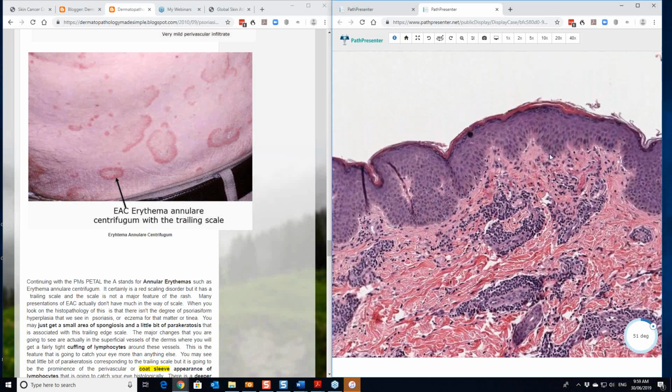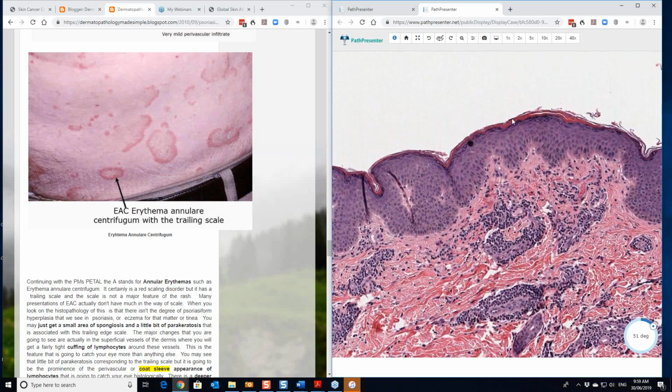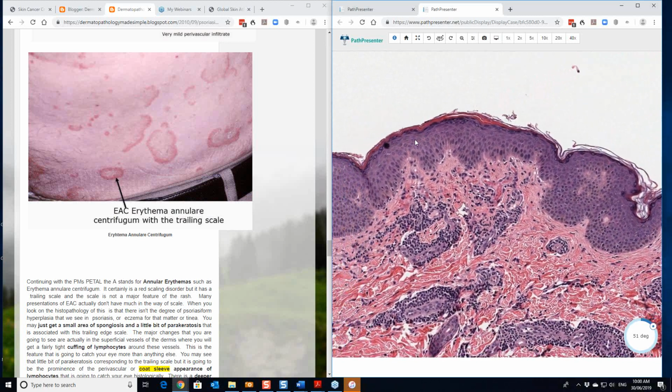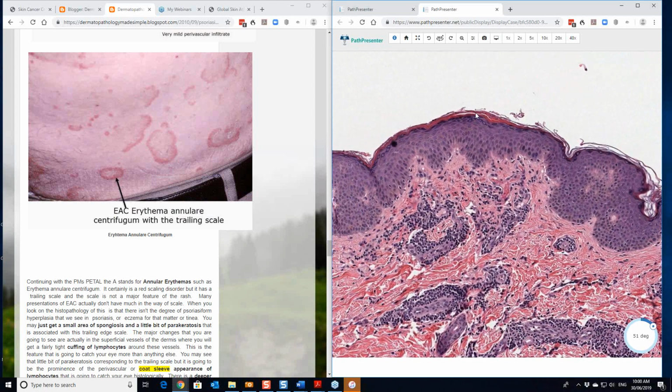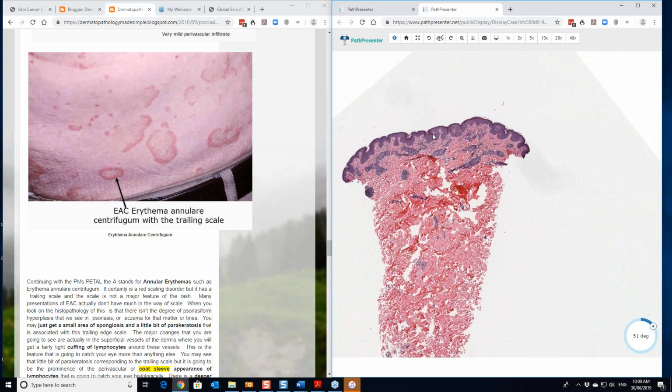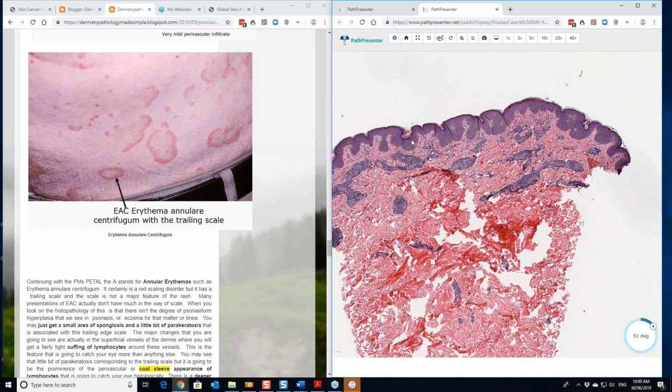What about the scale? Go up the top. There's a little bit of scale there. It's not much, and often it's only at one edge that you in fact see it. And usually it's a parakeratotic scale. There is, though, a prominent and present stratum granulosum. The degree of psoriasiform change in the epidermis isn't great. There's a bit, but it's not marked.